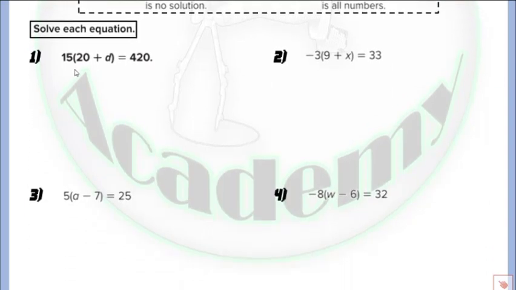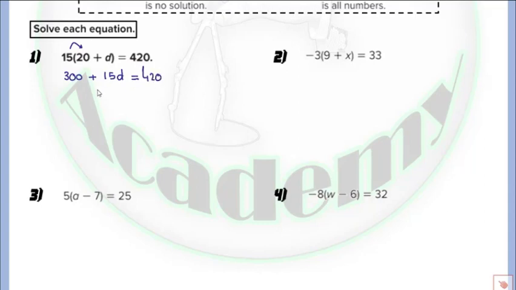We have 15 multiplied by (20 + d) equals 420. As the first step, we have a bracket, so we use the distributive property. So we have here 15 multiplied by 20, which equals 300, plus 15 times d, which equals 15d. That will be equal to 420.